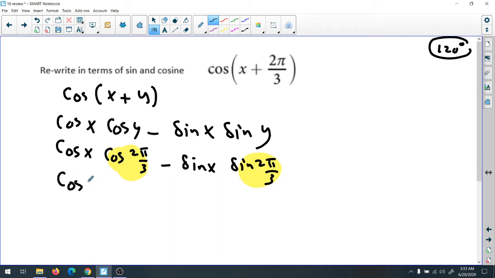So cosine x times cosine 120. Cosine 120 is the same as cosine 60, but it's in the second quarter. In the second quarter, cosine is negative. So you deal with it as cosine 60, but insert a negative. And cosine 60, the same as sine of 30, is a half. So cosine of 120 is negative a half.